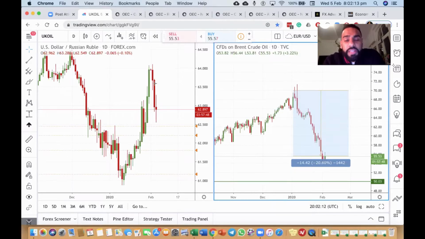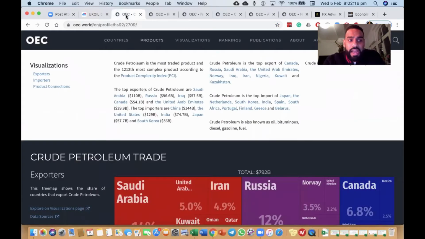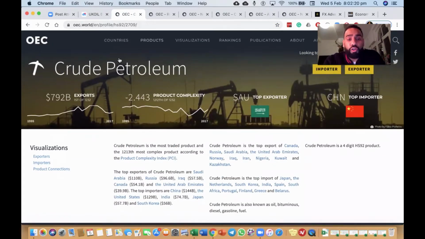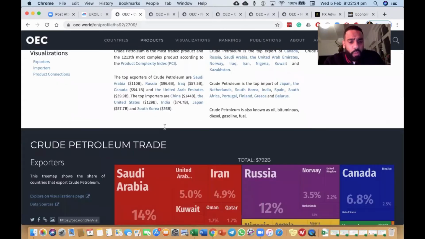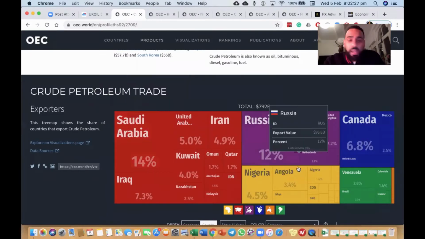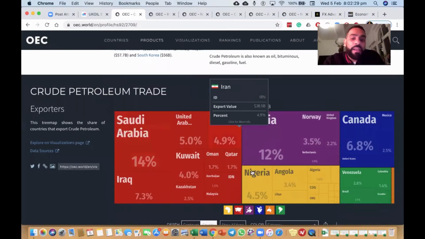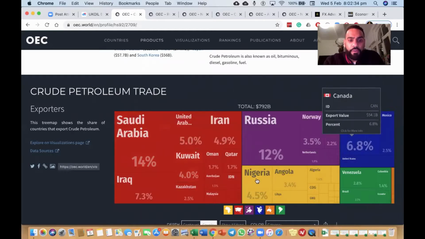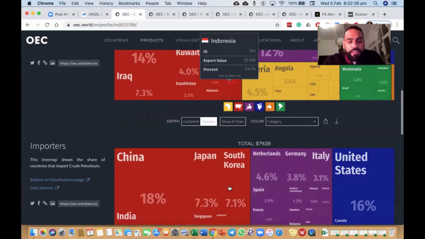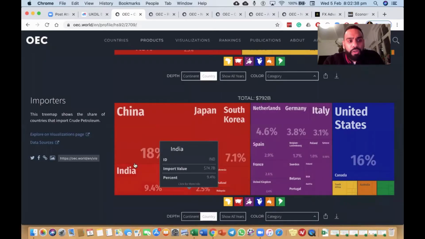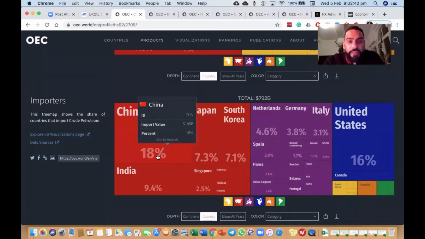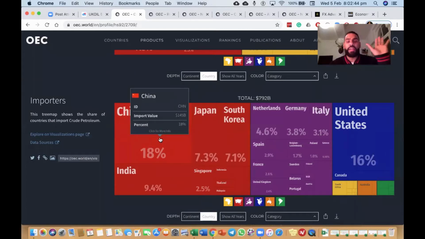So the first thing we need to analyze and get a major understanding of is the crude petroleum export markets. We have many countries that export oil. That's plain to see. There's many commodity currencies in the world, like the Russian ruble and the Canadian dollar, for example. But it's the importers, who is buying oil, that is such a major driver for oil, because you have a supply and you have a demand for oil.